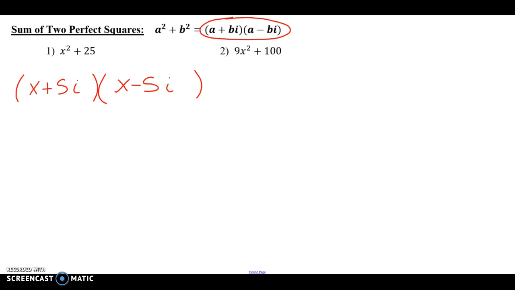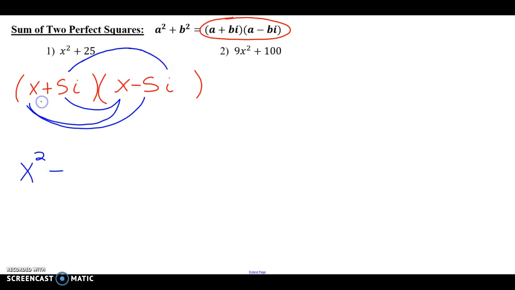So if I FOIL this out, what's x times x? X squared. Now what do we know always happens with the middle two terms of conjugates? They're always going to cancel. So you can see here we have minus 5i plus 5i in the middle. So now let's just FOIL the last two terms. So what's 5i times negative 5i? Negative 25, right? Positive times negative.